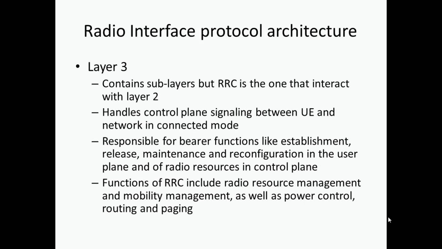Now the third layer of the UMTS radio interface protocol architecture is RRC. It contains sublayers, but RRC is the one that interacts with layer 2. It handles the control plane only, signaling between the UE and the network or the core network, and is responsible for bearer functions like establishment, release, maintenance and reconfiguration in the user plane, and of radio resources in the control plane. Functions of the RRC include radio resource management and mobility management, as well as power control, routing and paging.